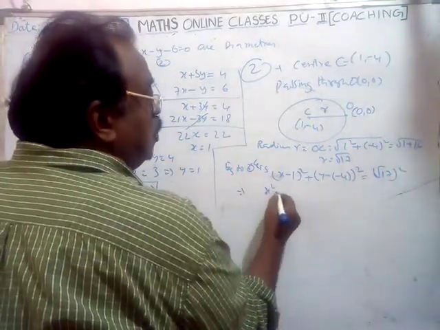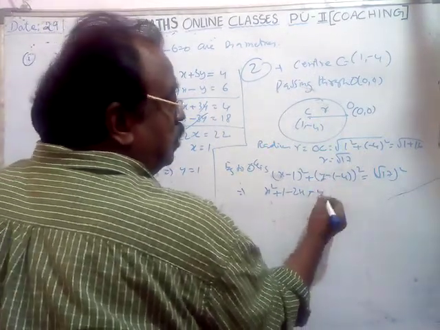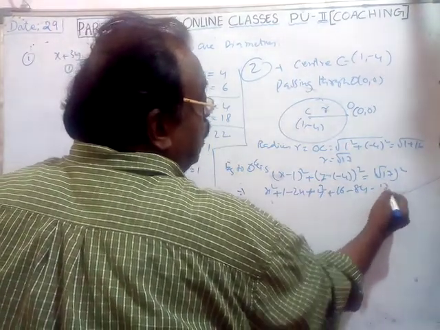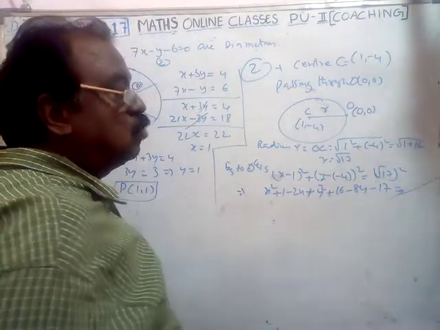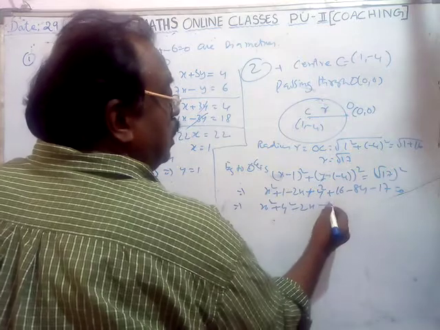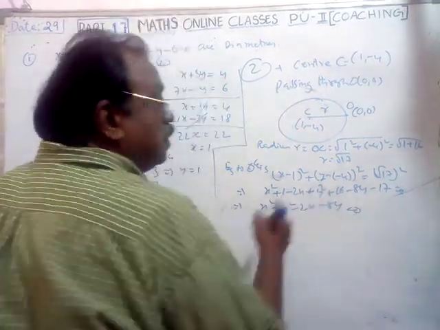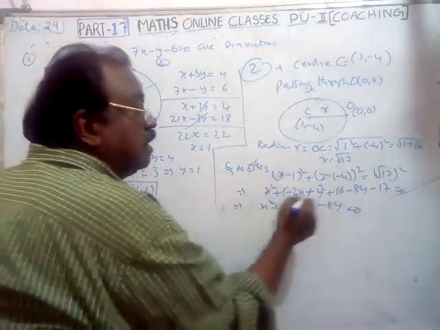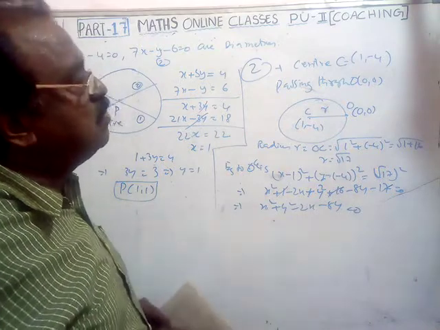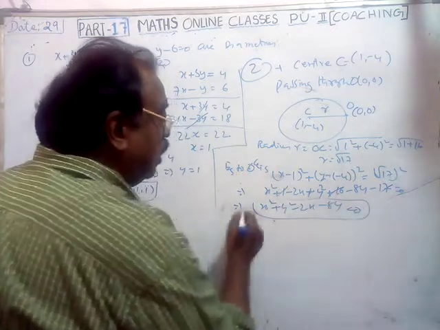That is x square plus 1 minus 2x, plus y square plus 16 plus 8y, minus 17 is equal to 0. Root 17 square, 17 comes to this side. So this is x square plus y square minus 2x plus 8y is equal to 0. 1 plus 16 is 17, 17 cancels. Here also it is clear: passing through the origin means no constant.